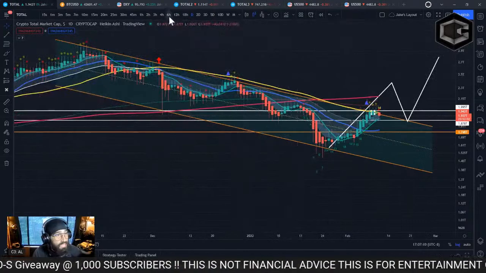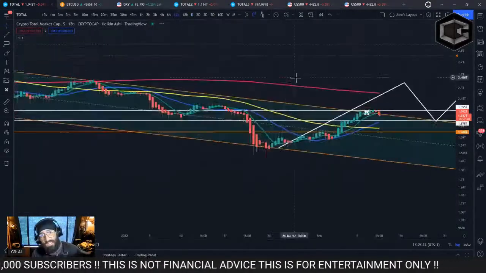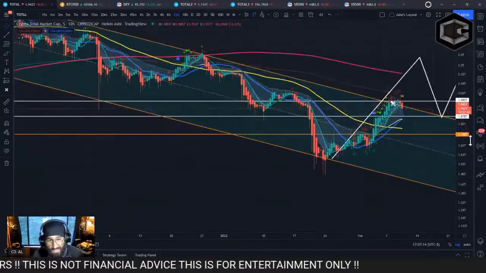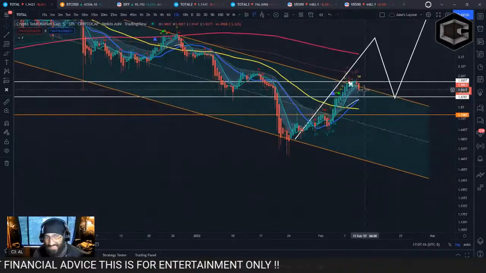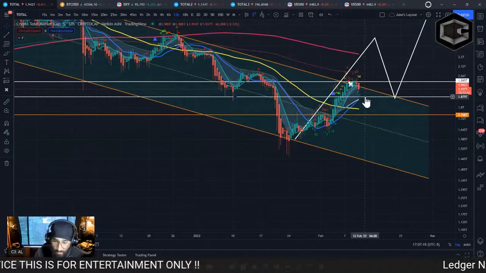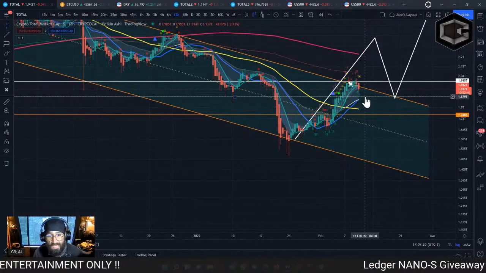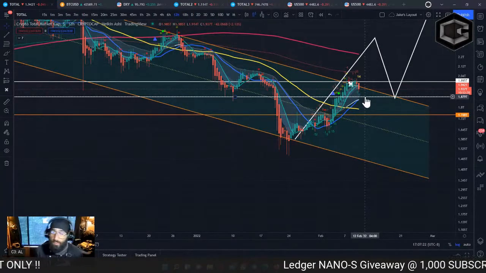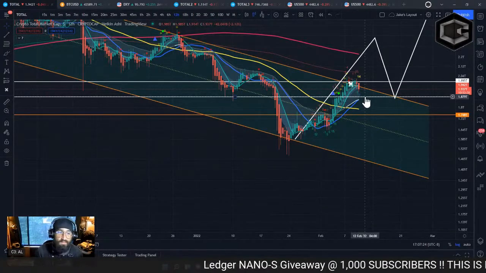So now that we've looked at total market cap, we'll slide down to the 12-hour candles just to make sure it confirms that we're going to have at least 12 to 24 hours of some downward movement. We're going into the weekend, and the equities markets are closed on the weekend. So hopefully money stops leaving the market.